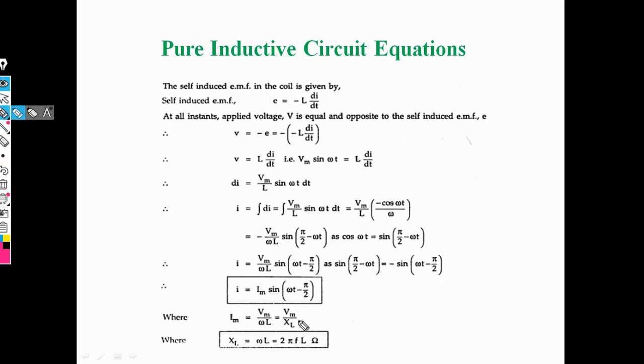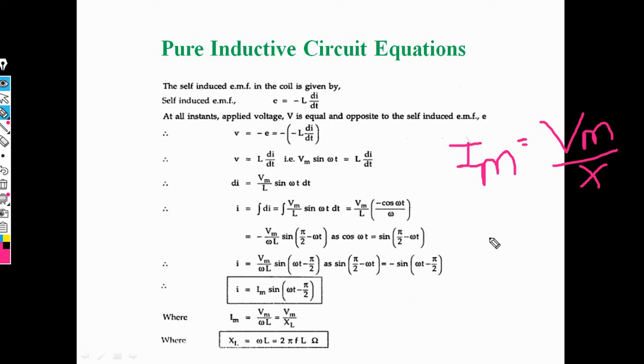Okay, Im is equal to Vm upon X, but the formula for X is omega L. That means X is equal to omega L. Now Im is equal to Vm upon omega L. Here omega L is XL, that is Im = Vm/XL, and the formula for XL is omega L.